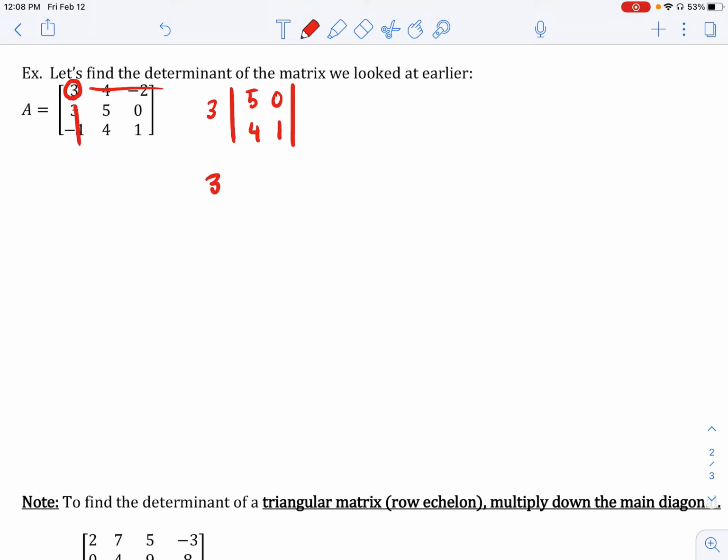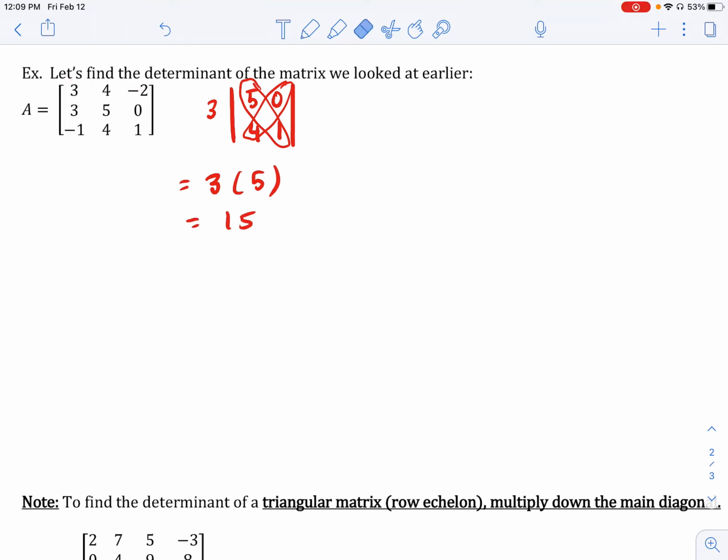So we've got 3 times. Now, what is the determinant of this little mini matrix here, or what we say the minor of 3? Well, that would just be 5 minus 0. So that's just 5. So we can say so far we've got 15. All right, and we'll just keep track of this as we go along.